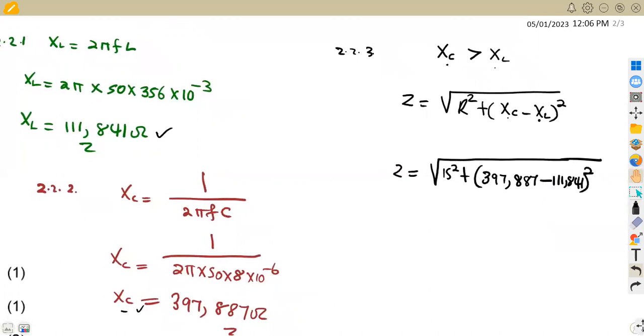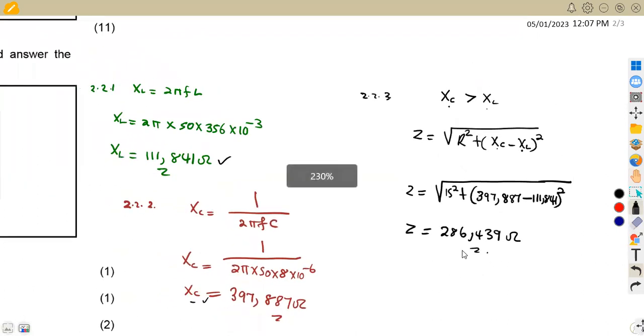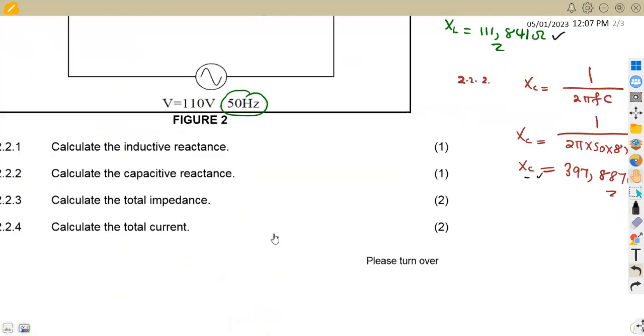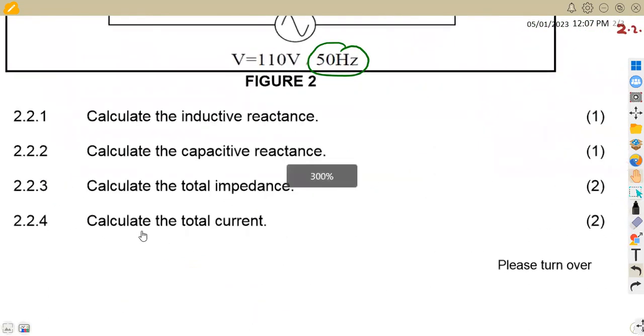All right. So make sure that you use your calculator properly in this case. That is going to be 286.43902. Okay, so that's our total impedance in ohms. And also be careful in terms of the units that you're going to have on your final answer. Impedance, the same as resistance, measured in what? In ohms. Then the total current on 2.24, calculate the total current.